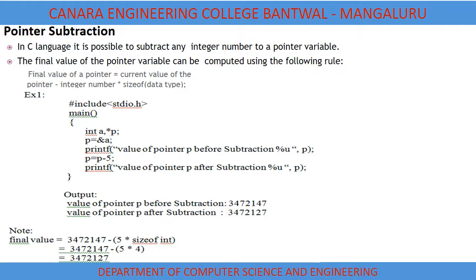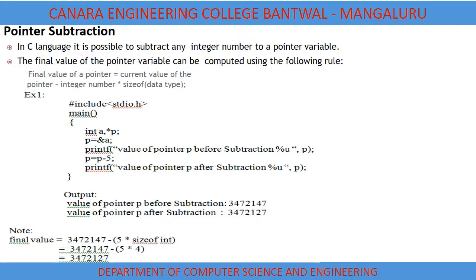We'll illustrate with a simple example where I've taken a variable int a, and star p is a pointer variable. I'm storing the address in the pointer variable, then printing the address. The address is shown in the output. We are trying to subtract 5 here: p is equal to p minus 5, and after subtraction we print the address.